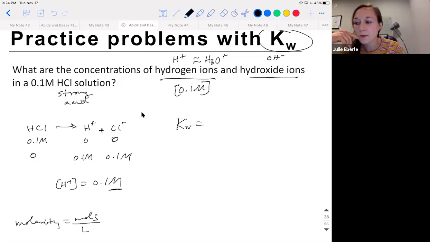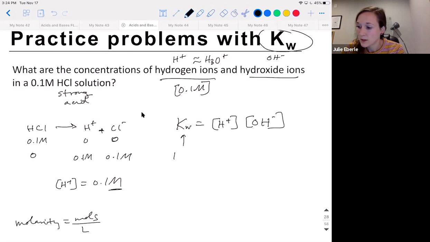We're going to use Kw. We know the value of Kw. How could we use Kw here? Think about it. Well, we should have the concentration of H plus times the concentration of OH minus. And guess what? We know two of these values now. Kw is 1 times 10 to the minus 14.